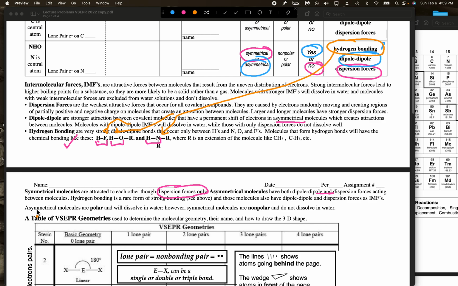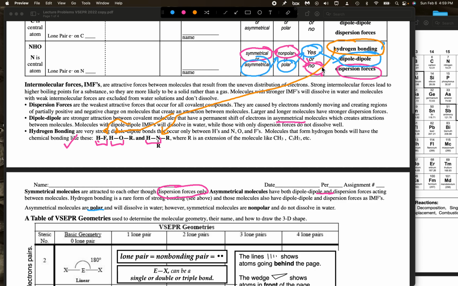So finally we're down to polar and nonpolar, and here it says if it's asymmetric, then it will be polar. So once we know it's asymmetric, we know it's polar, and if it's polar, it dissolves in water, and then we always say dipole-dipole. And if it's symmetrical, then we say it's nonpolar.